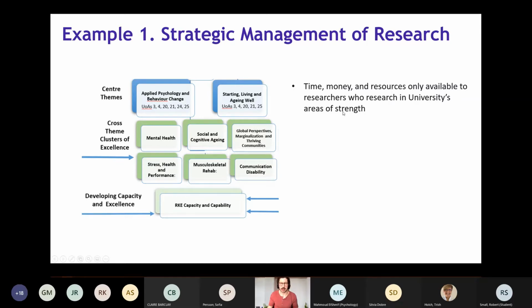So for instance, if I want to apply for a grant, whether that's internal or external, I have to convince the university that my research is going to fit into one of these areas. And obviously that also applies to how we hire new staff, that we want to hire new researchers and new professors that fit into these categories as well.